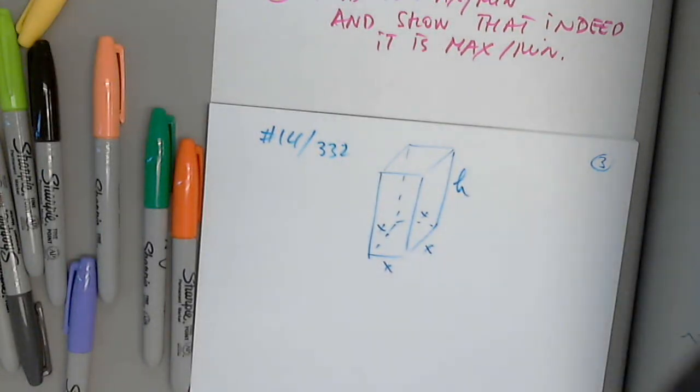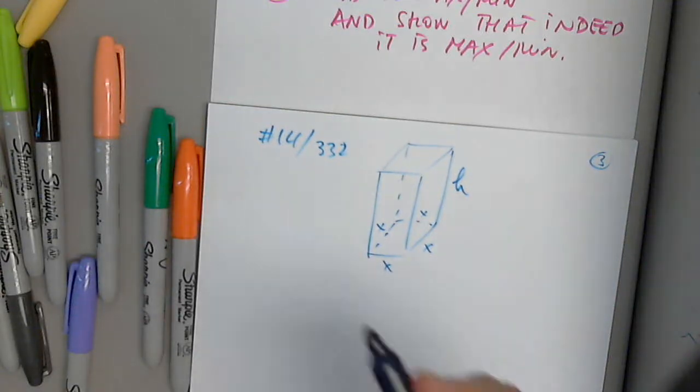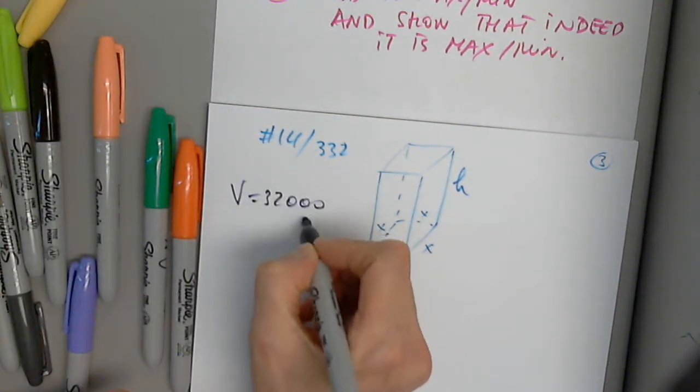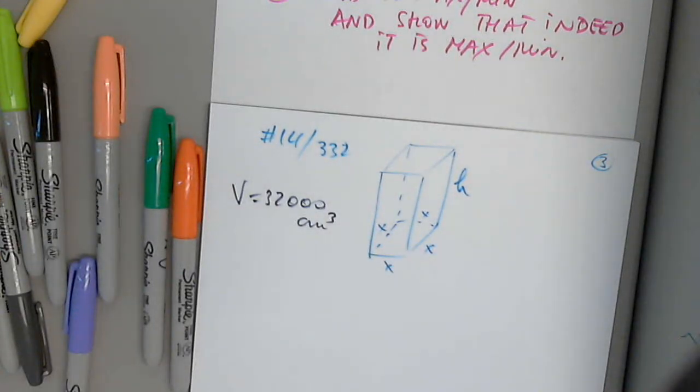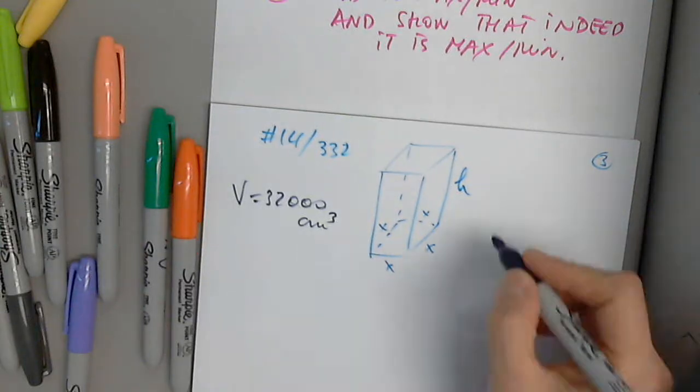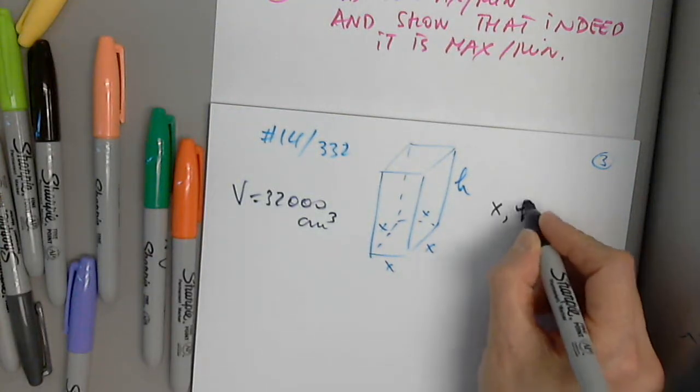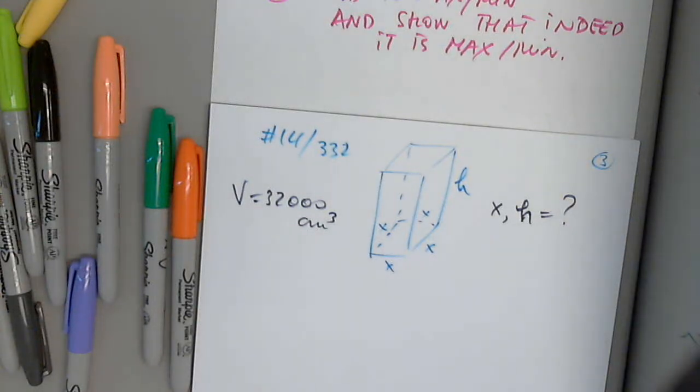This is what the first line tells me. A box with a square base, x by x, and some height. It says it's an open top, so it doesn't have a lid. It must have a volume of 32,000 cubic centimeters. Find the dimensions of the box such that the amount of material used is minimum.